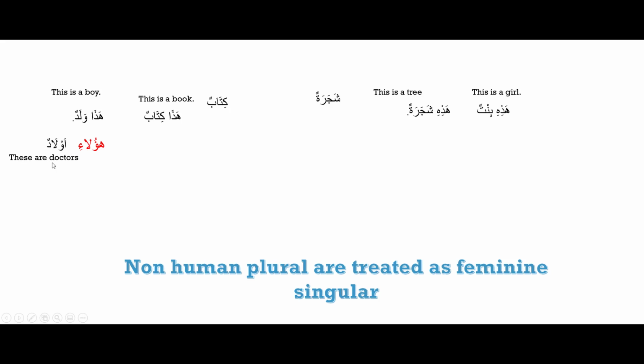Haulai doctors. These are doctors. Okay, let's change this ism to plural form. Bintun, daughter, becomes banatun, and I am going to change this hazihi here because it is human. I have to change the pointer to haulai. Now in this case, the plural form of pointers are the same for masculine and feminine gender.